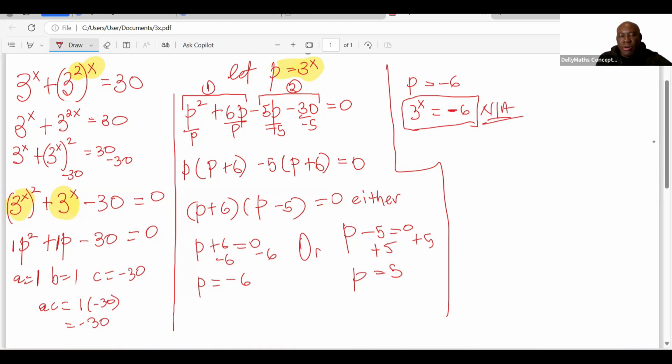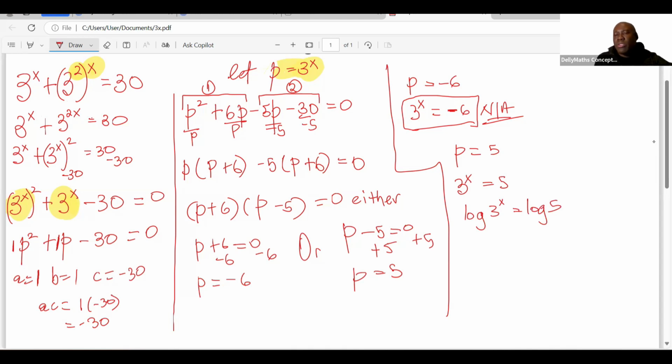Let's focus on the other part. P is also equal to 5. Recall that 3 to the x is equal to p. So 3 raised to the x is equal to 5. Now, I cannot represent 5 using a base of 3. So I'm going to have to take the log of both sides. So I'm going to log 3 raised to the x, and I'm going to log 5.